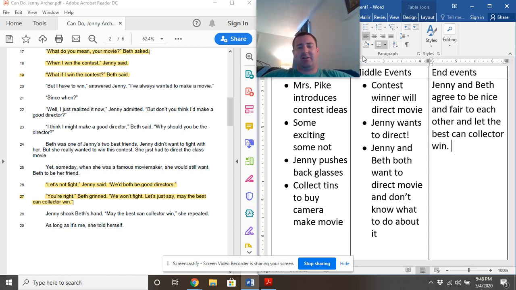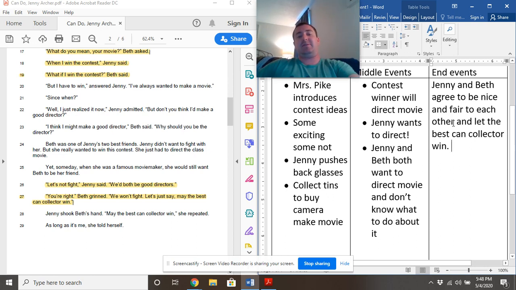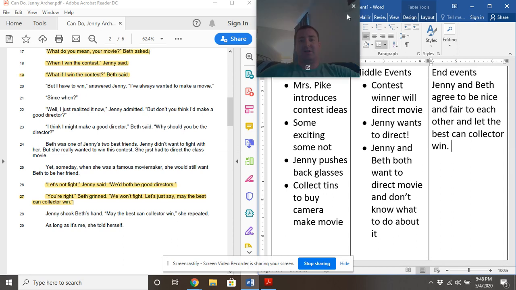I know what that means. I know that they're saying, well, whoever collects the most cans is going to get it, and we're not going to let our friendship be in the way with that. Now, I know that because I wrote this. Yours is going to look different than mine, but again, make sure that you're stretching it out enough so that when you actually go write it tomorrow, you understand your plan.